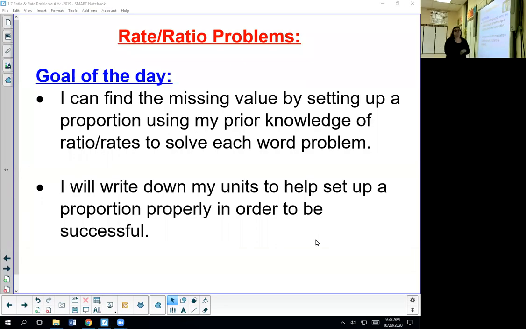All right, guys, today we're going to talk about ratio and rate problems. So this is where we're going to learn how to set up a proportion. We are going to make sure we use our units and also find the missing value. So again, these are word problems, so we need to make sure we're focusing on everything we learned about ratio and rates. And then we're going to find what's missing by setting up a proportion, where I will show you what that means.